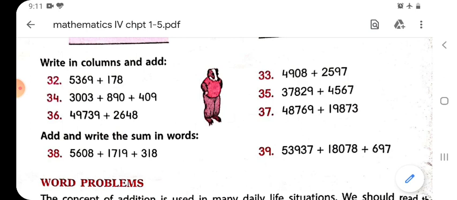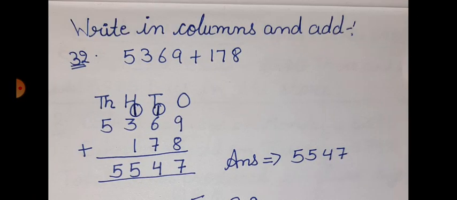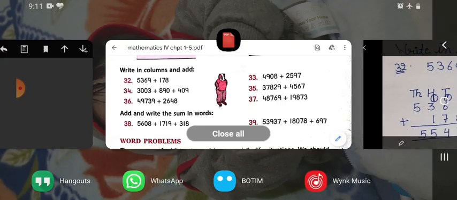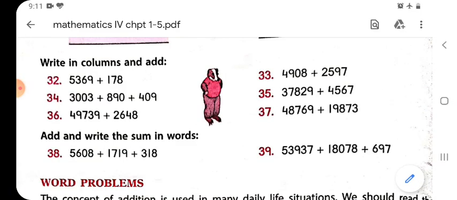From the book, as you can see, these sums 32 to 39 are all simple addition. There is a little bit of difference in sums 38 and 39, that you have to add three numbers, and you have to write the sum in words. Simply in words means the number name. Suppose if they ask to write the answer of this sum in words, we will write 5547 in words.